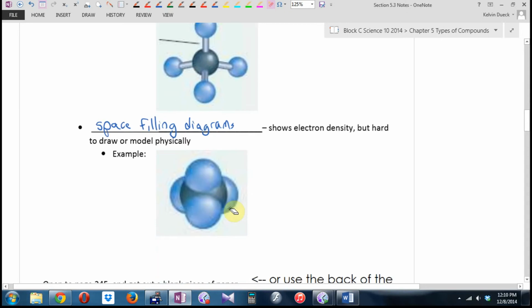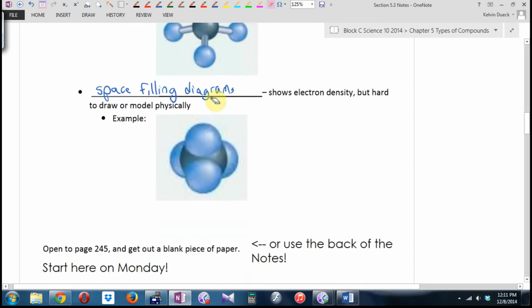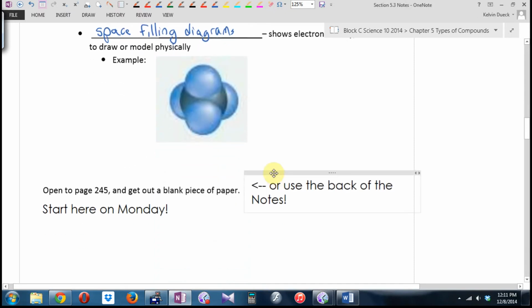Then there's these space-filling diagrams. I will not ask you to draw one of these or one of these on your test. I might give you one of these to recognize. Traditionally black is carbon, and traditionally other colors are used for hydrogen. And we left off right here.